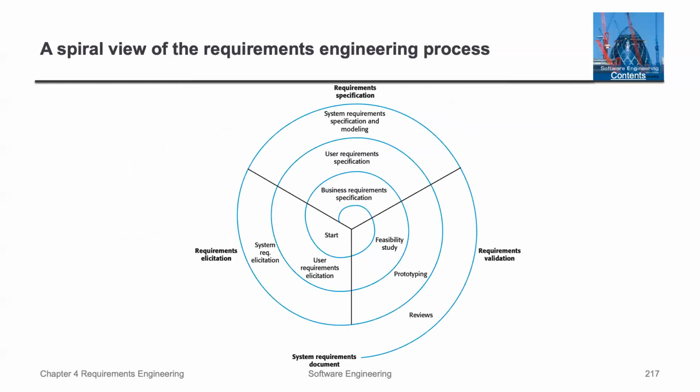So here's a spiral view of the requirements engineering process. Basically you have the system requirements document, you have validation, you have the requirements specification and the elicitation, and you can gradually go in and in as you go along here. Sorry, I think I went in the wrong direction with the spiral view. Forgive me for doing that.